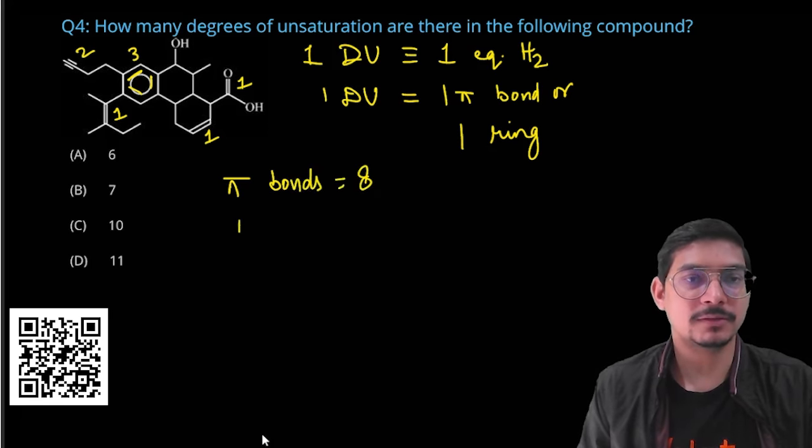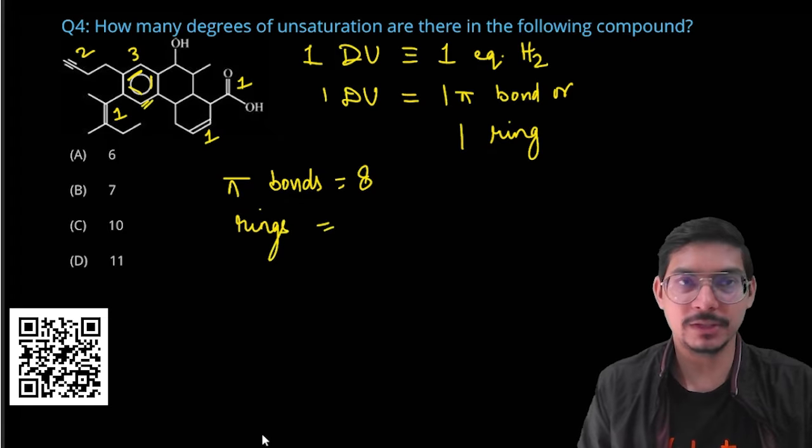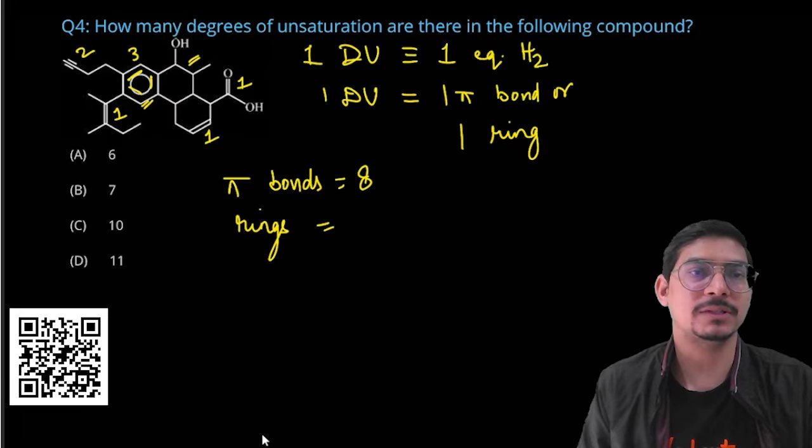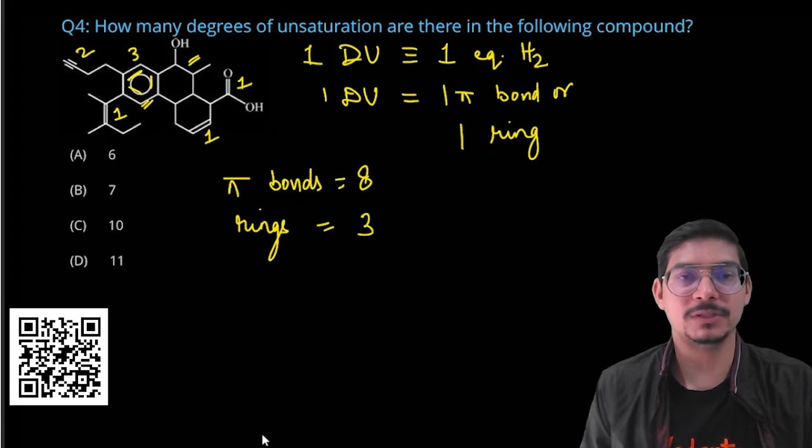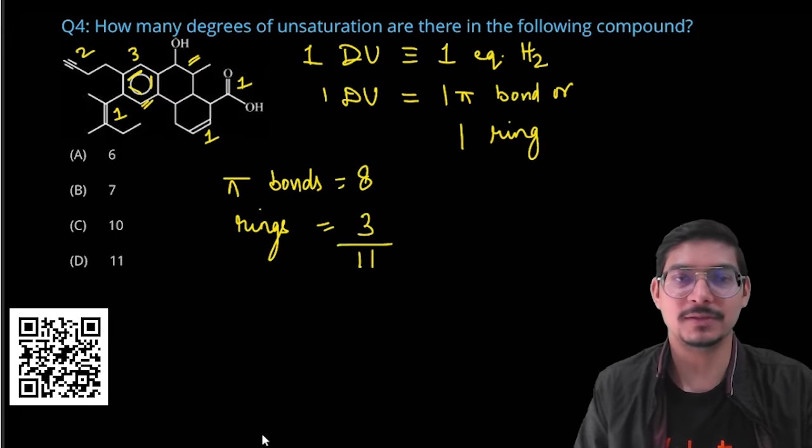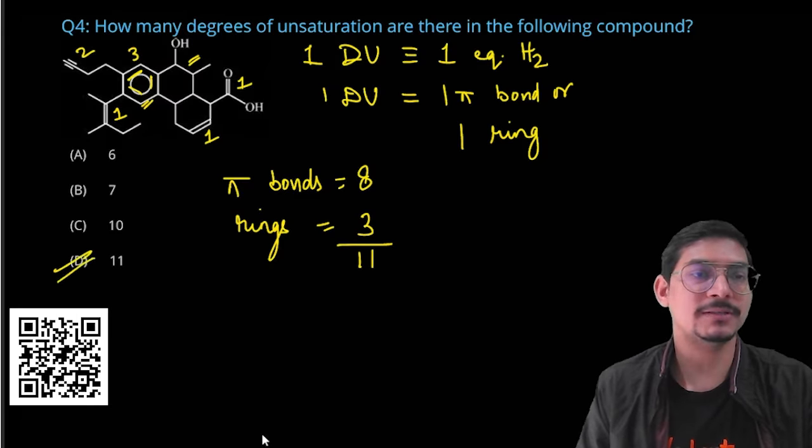Now let us count the number of rings in this molecule. There is this one benzene ring, then fused to this there is another cyclohexane ring, and fused to this there is another cyclohexene ring. So we have a total of 3 rings, which means the total degree of unsaturation of this compound is 11. So option D is the correct answer.